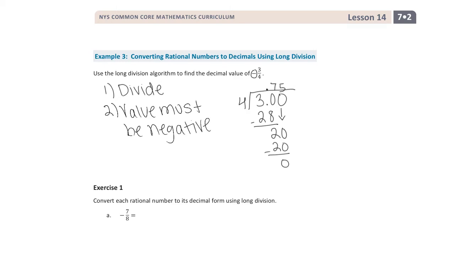All right, so our value that we got was 0.75, and now we need to make that value negative. So now we have negative 0.75.